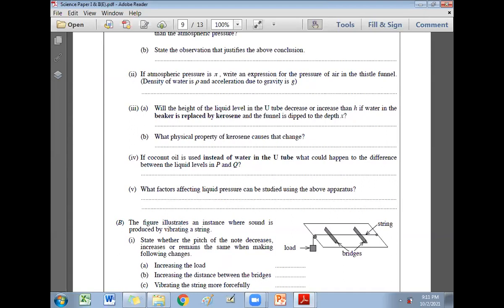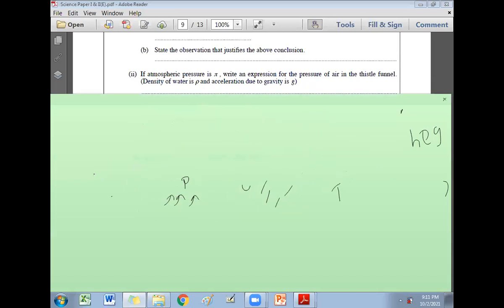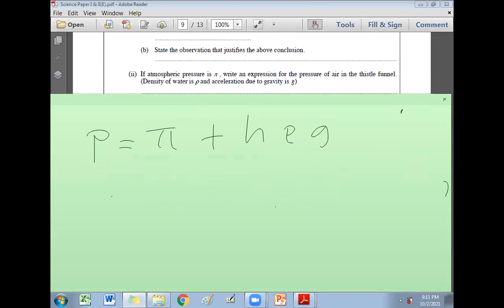What is the expression here? What is the total pressure exerted here? P equals 5 plus H rho G.